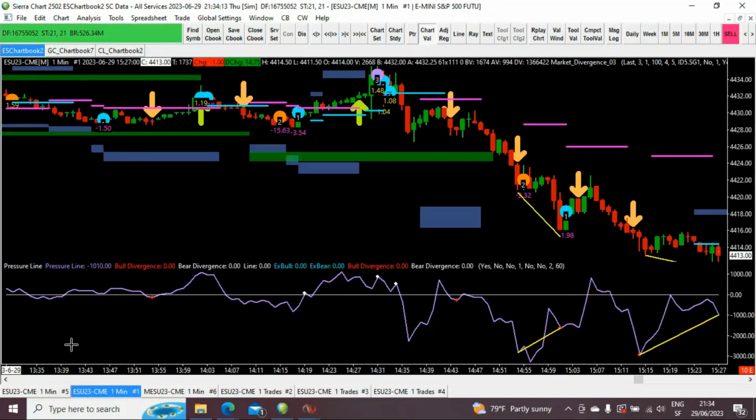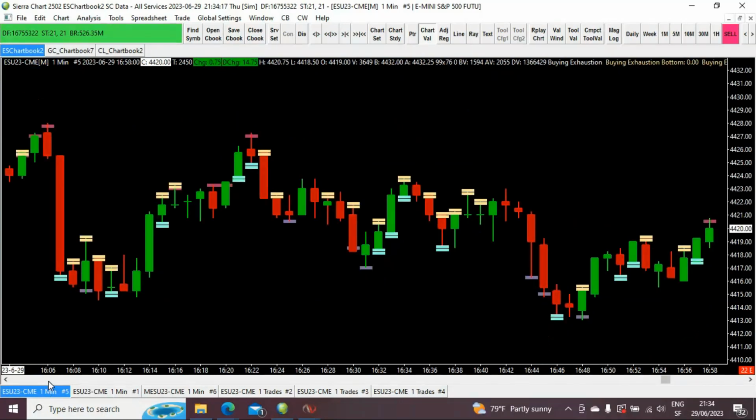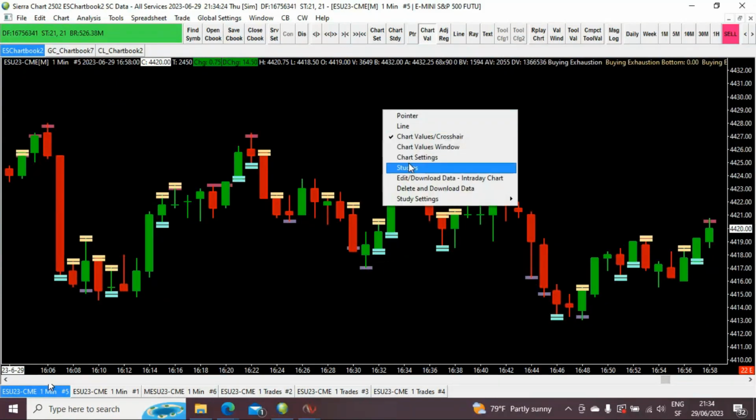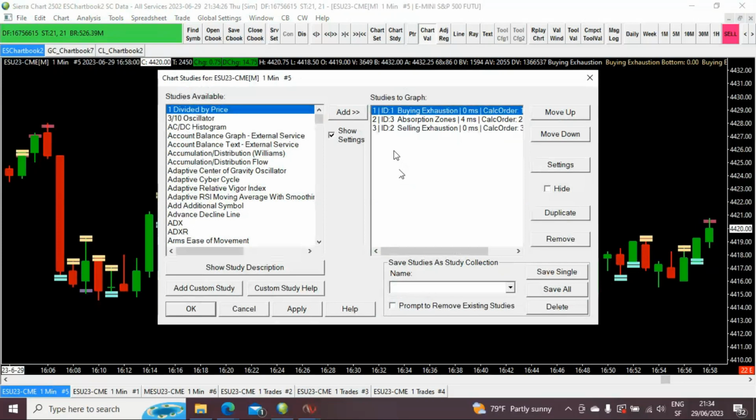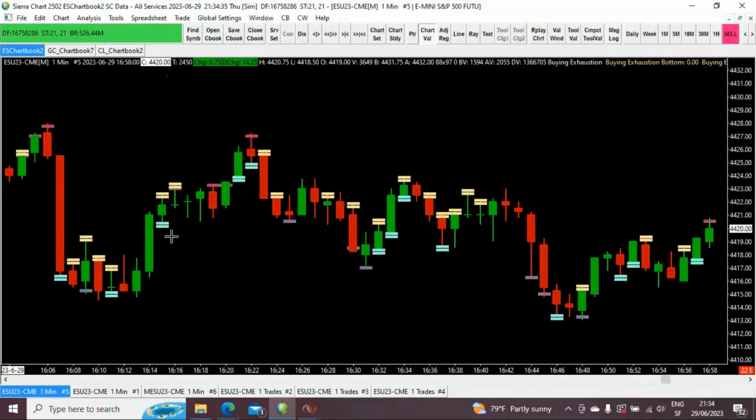So let's move on, still on the ES, still on a 1 minute chart, but some new indicators here. On this chart, we've got, I think, three indicators. One for buying exhaustion, one for selling exhaustion, one for absorption. So you can see the set of colored parallel lines. The pale blue parallel lines represent selling exhaustion.